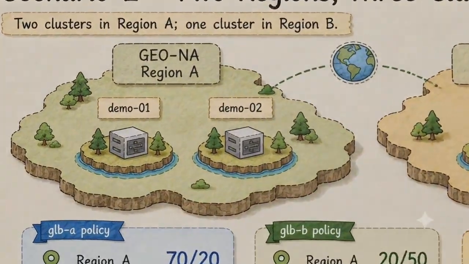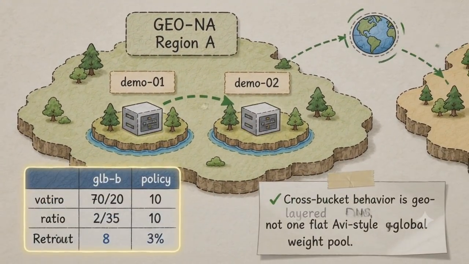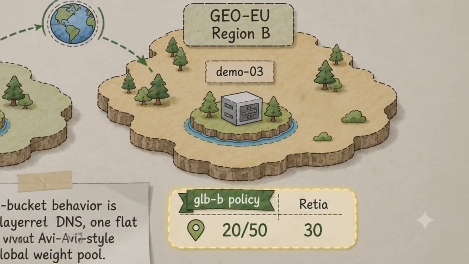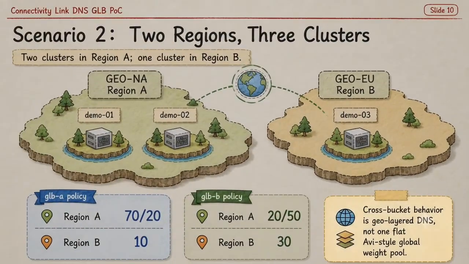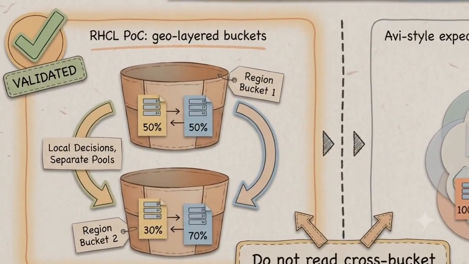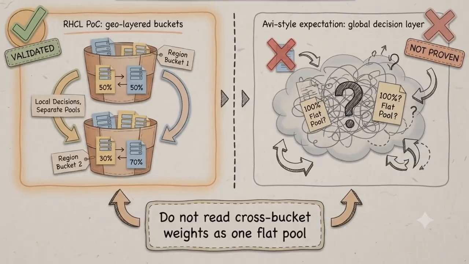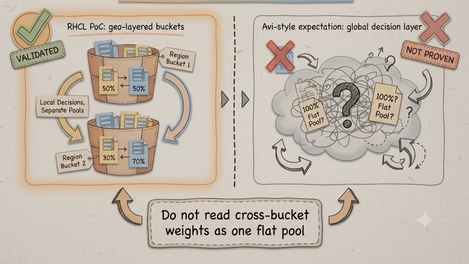This scenario features 2 distinct regions and 3 clusters. Region A has 2 clusters, while Region B has only 1. We use geo-layered DNS to distribute the traffic. Geo-layered DNS is not a flat global pool. Region buckets change how weight should be interpreted. Do not read cross-bucket weights as one flat pool.